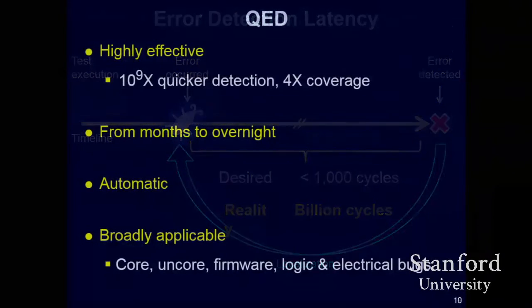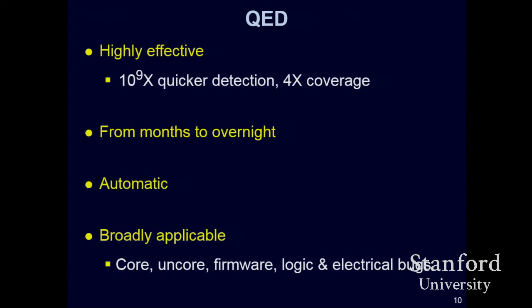Okay? So what I'm going to show in the first part of this presentation is a technique called QED. And here are the results that I'm going to show. QED is going to find the bugs a billion times quicker, billion with a B. Which means that if that error detection latency that I was talking about was 10 billion cycles before, now it will be 10 cycles. And I will show you actual hardware data to prove that.